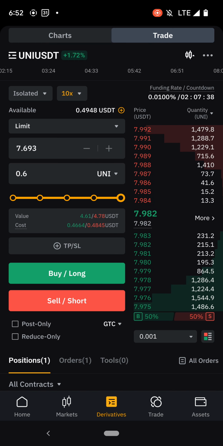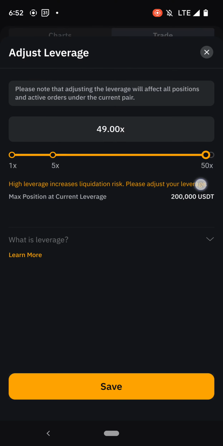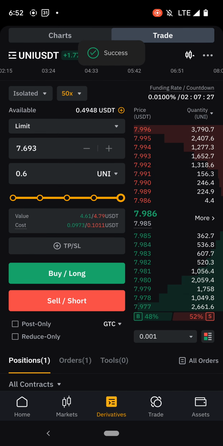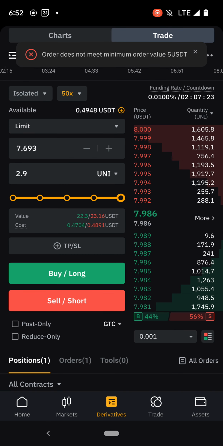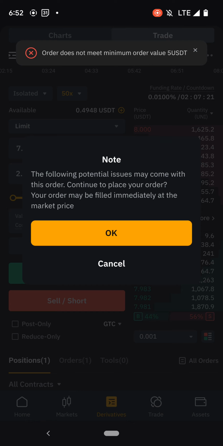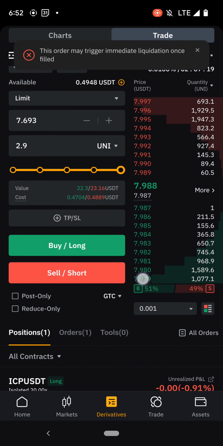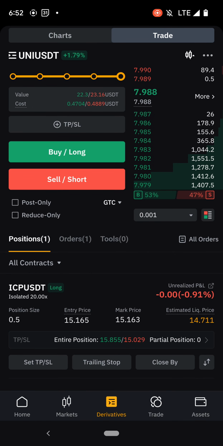They are refusing me because my order is actually small. My margin is very, very small. So let me just try and increase the leverage even to 50. Look at my leverage. If I increase it to 50 now, you see they are still refusing that. My margin is actually very, very small. So now I can decide to close this trade.